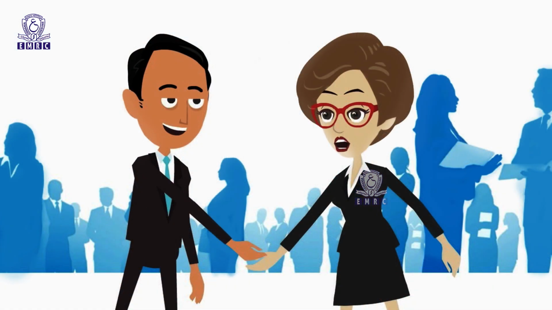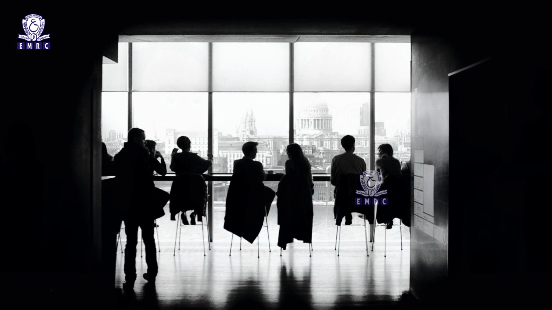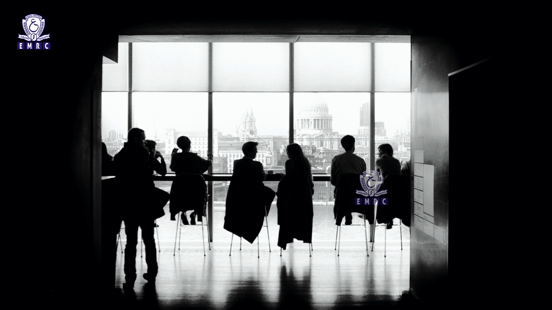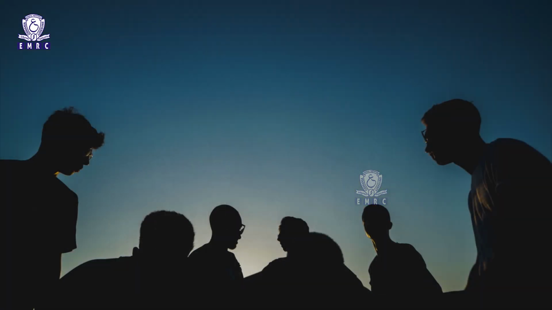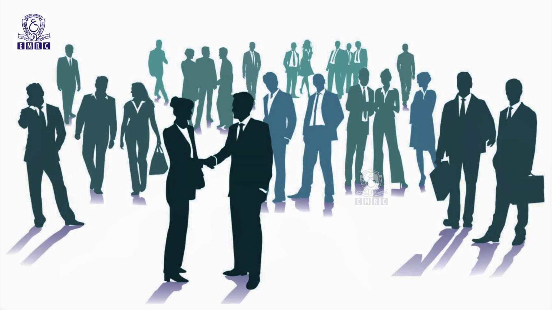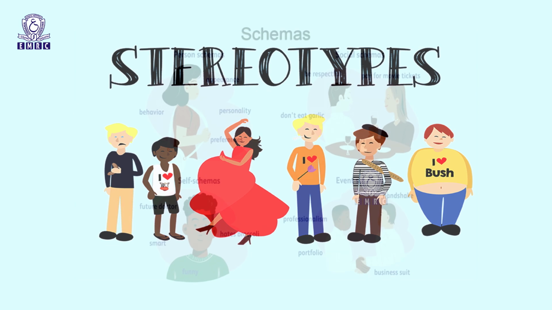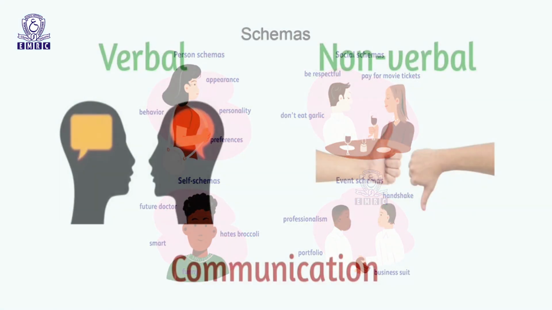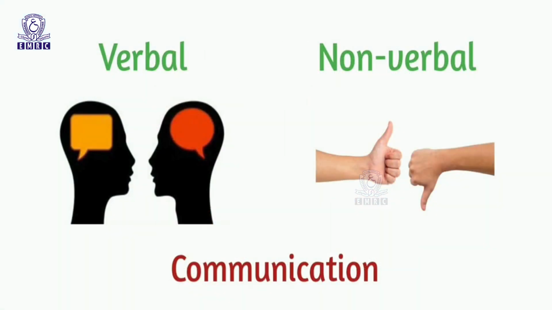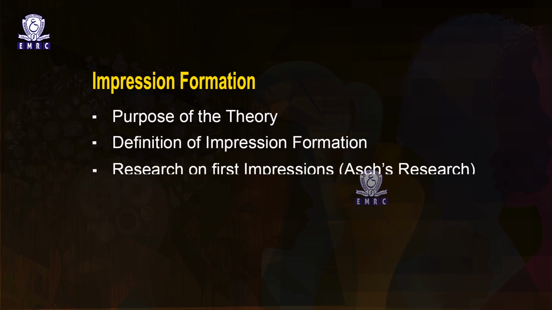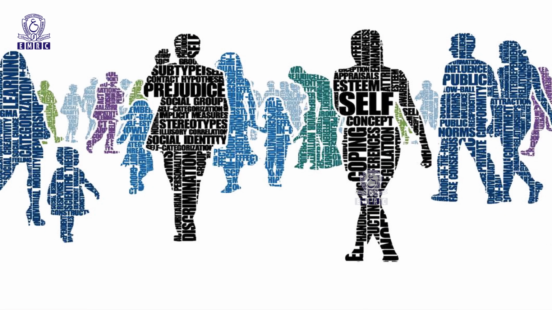People make inferences about others, events, situations and objects as effective, ineffective or mediocre in quality by gathering information from physical appearance, primacy effect, stereotypes, schemas and communication of both types, verbal and non-verbal. Now, the research on impression formation. We will be discussing Solomon Asch's research, specifically on central and peripheral traits.